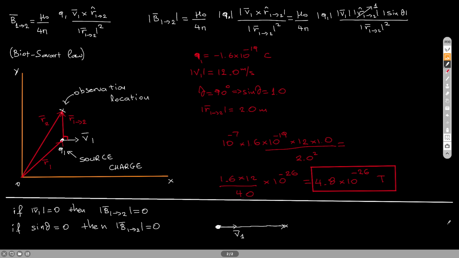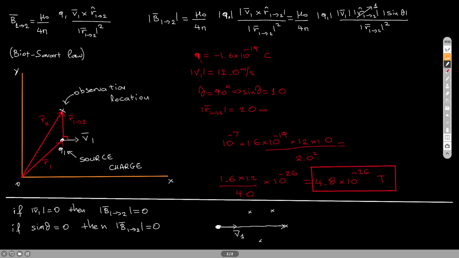This is true only along this line. If you go here, you will find a non-zero magnetic field. If you go here, you will find a magnetic field. If you go here, you will find a magnetic field.